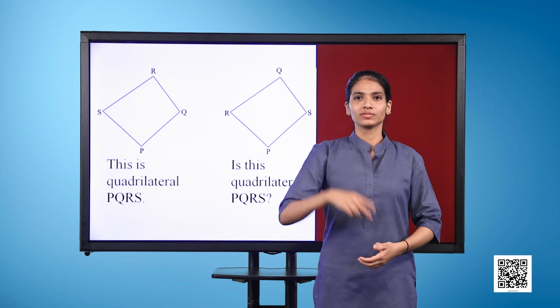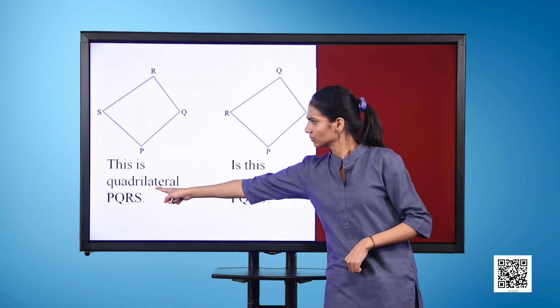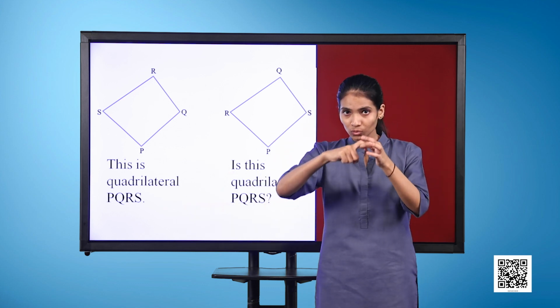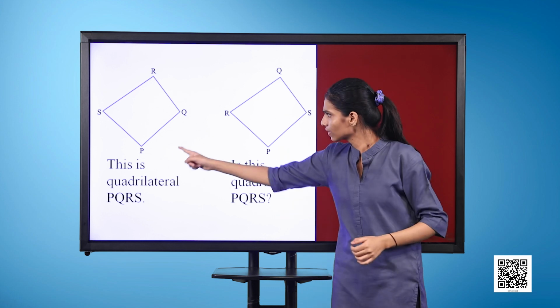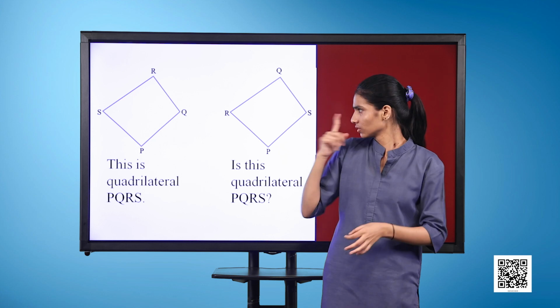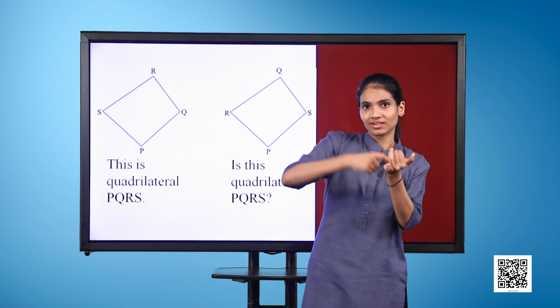Page 82. We have 2 figures here. This is quadrilateral PQRS. Is this quadrilateral PQRS?